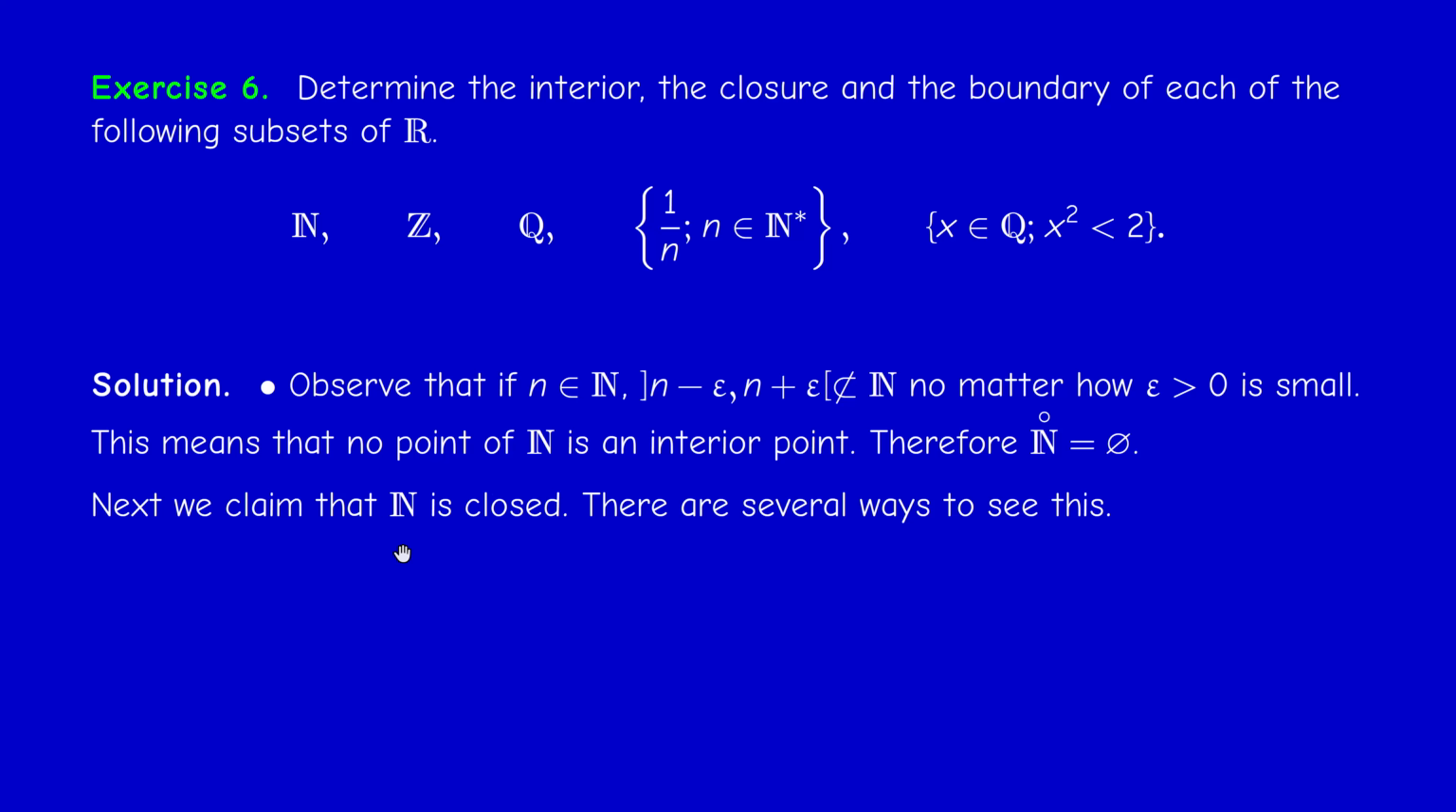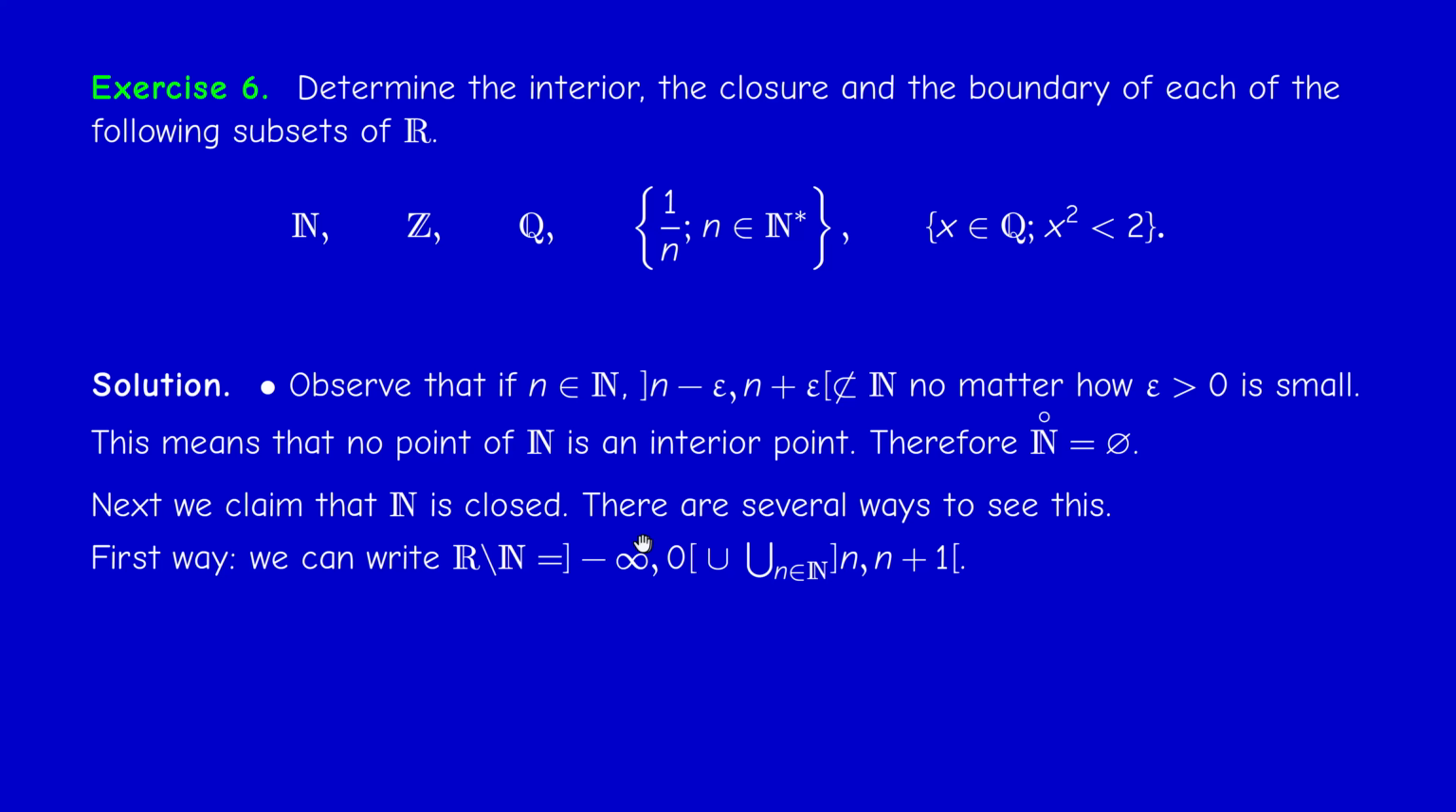Now, to determine the closure, I claim that actually we know that n is closed, but why? Let me give you 3 proofs of that, and you choose the one that you understand better. But you already know that n is closed actually. So first way, as we did in the previous exercise, we write the complement of n as the union of open intervals.